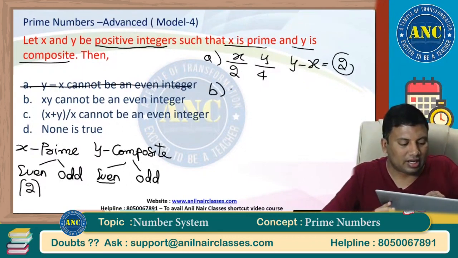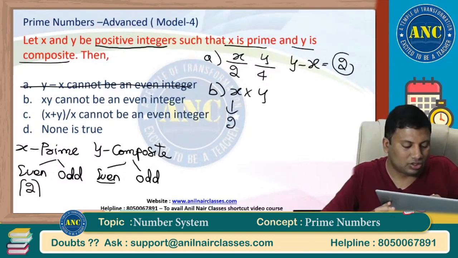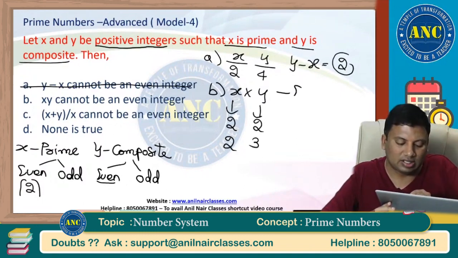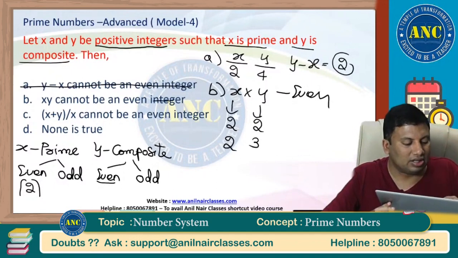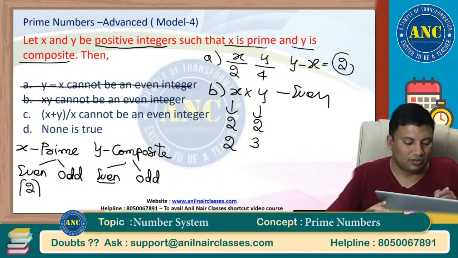Second one, x and y cannot be an even integer. X can be even, 2. Y can also be even, 2 into 2. Y can also be odd. In both the cases, I am getting an even integer. This is not possible.